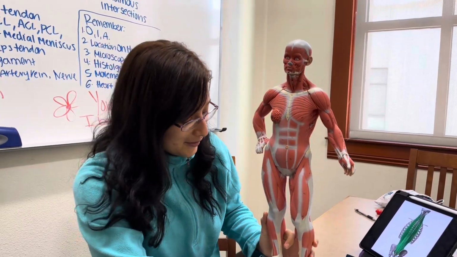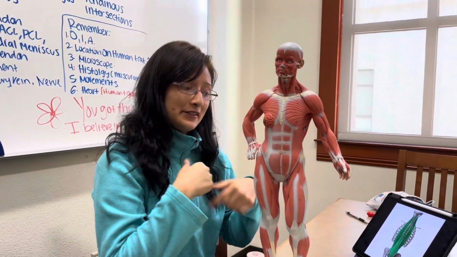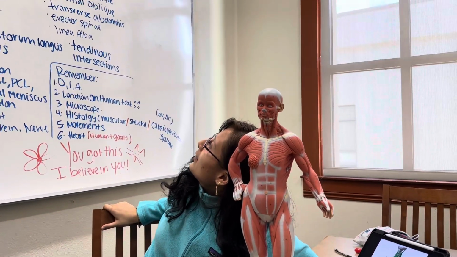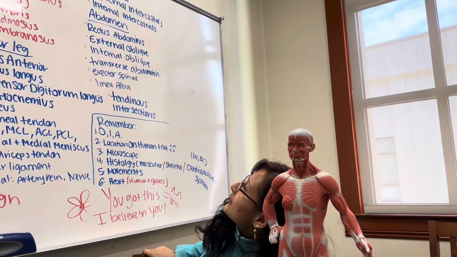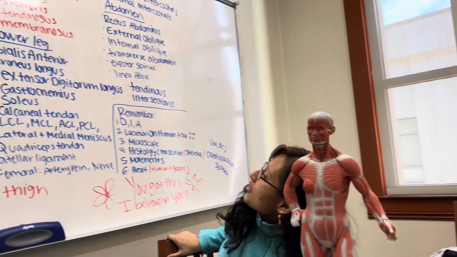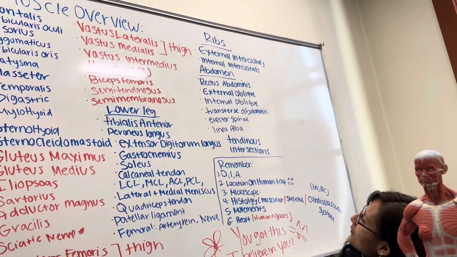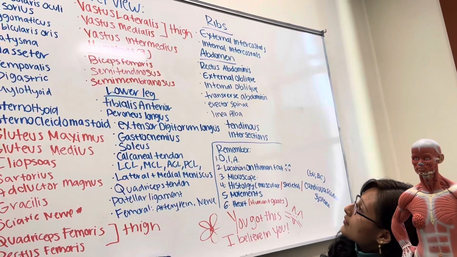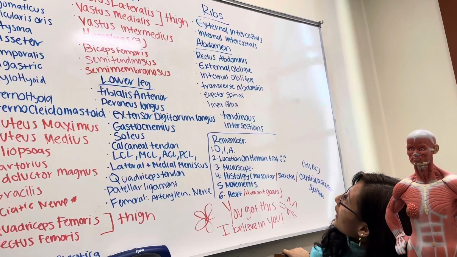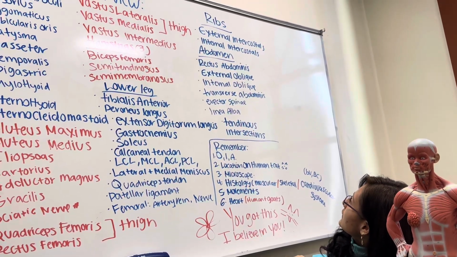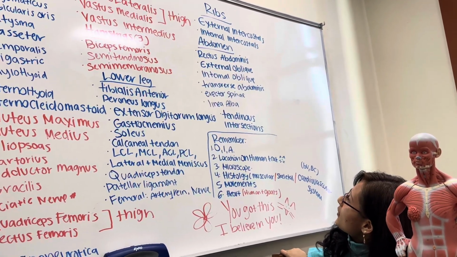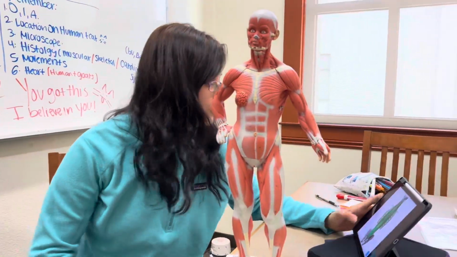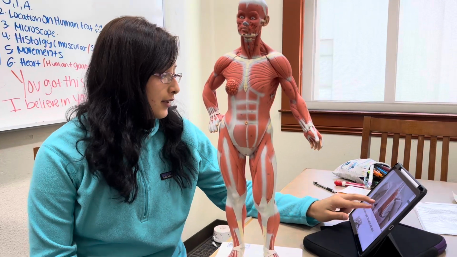I hope you guys learned. At the end of this video, I want you to tell me the origin, insertion, and action of, let's say, the biceps femoris, tibialis anterior, iliopsoas, zygomaticus, and let's see one more. Transverse abdominis, let's do that one.